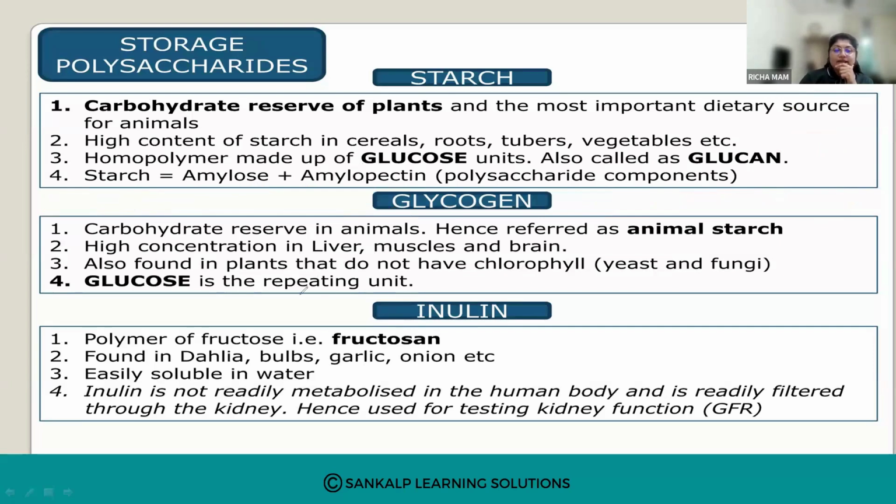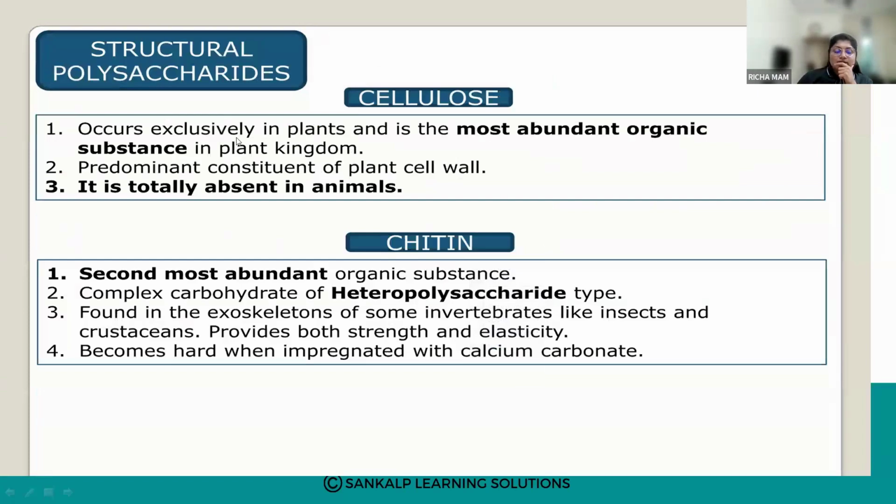Next we are going to study cellulose. Cellulose also occurs in plants, most probably as a constituent in the cell wall. This is also a straight chain polysaccharide, and it is composed of only beta D glucose units.